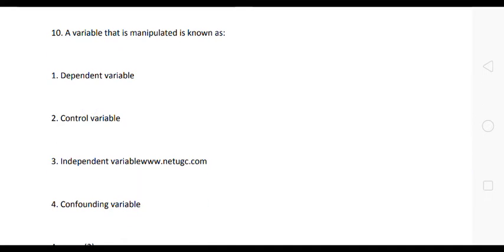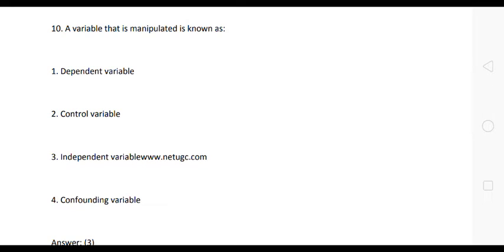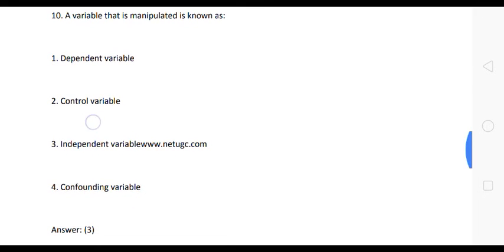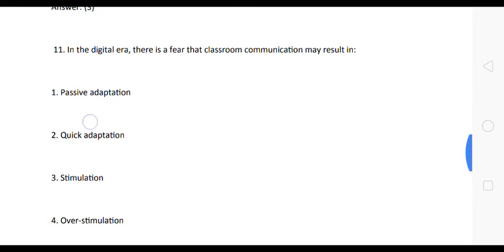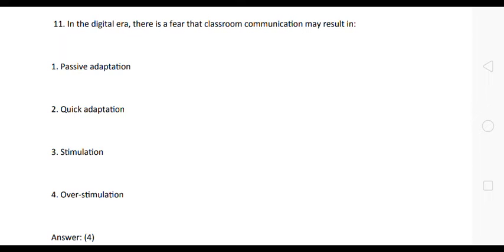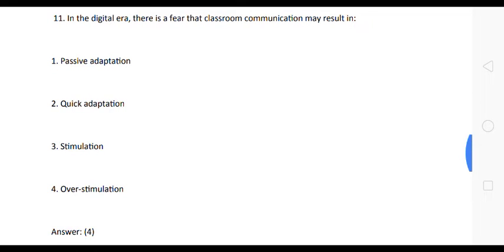The next question is, a variable that is manipulated is known as. The correct answer is option 3, independent variable. The next question is, in the digital era, there is a fear that classroom communication may result in, options are passive adaptation, quick adaptation, stimulation, overstimulation. But the correct answer is option 4, overstimulation.